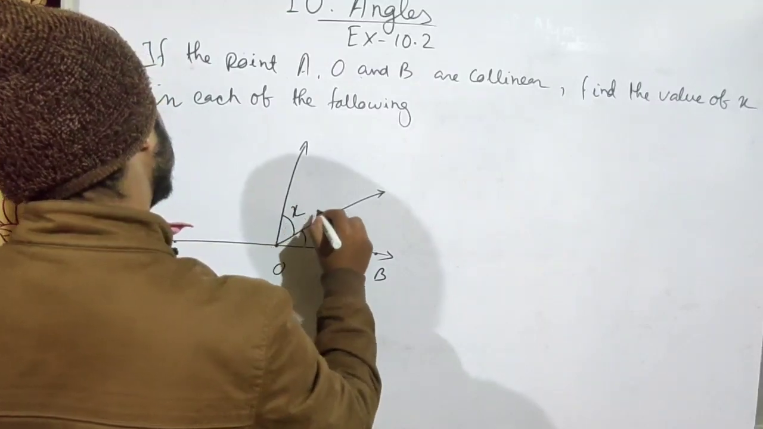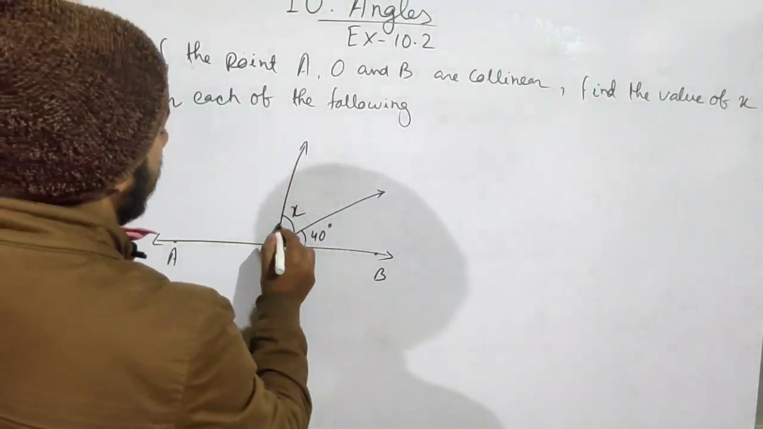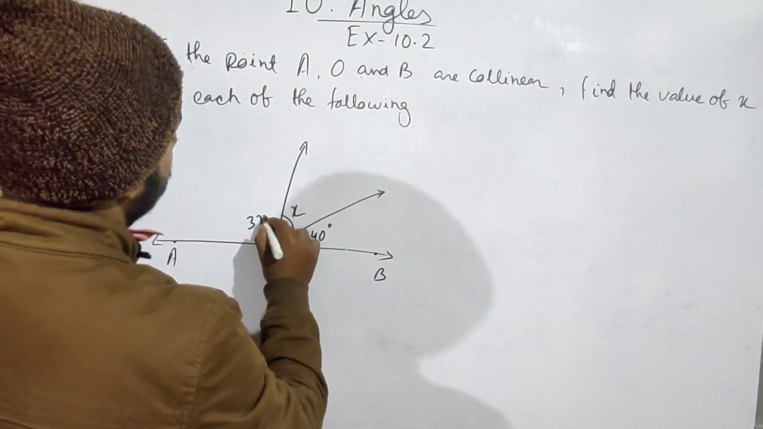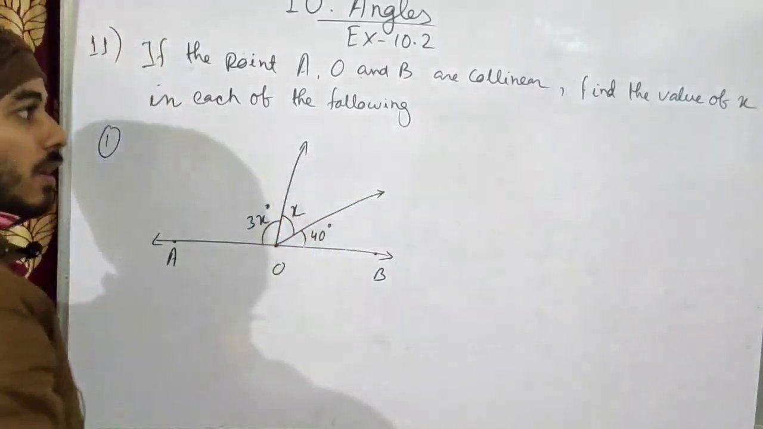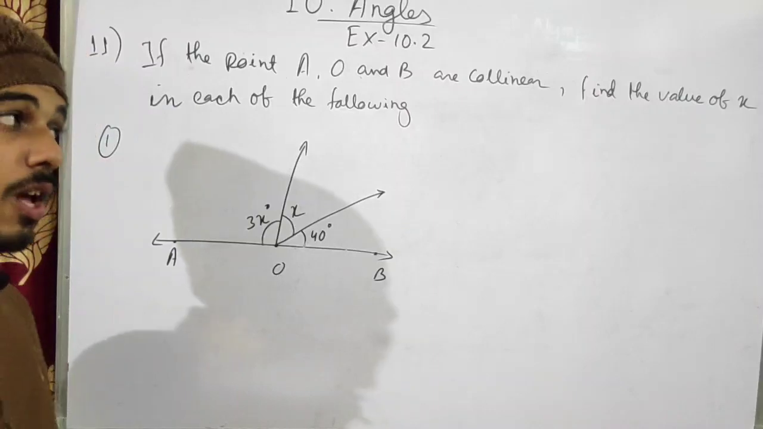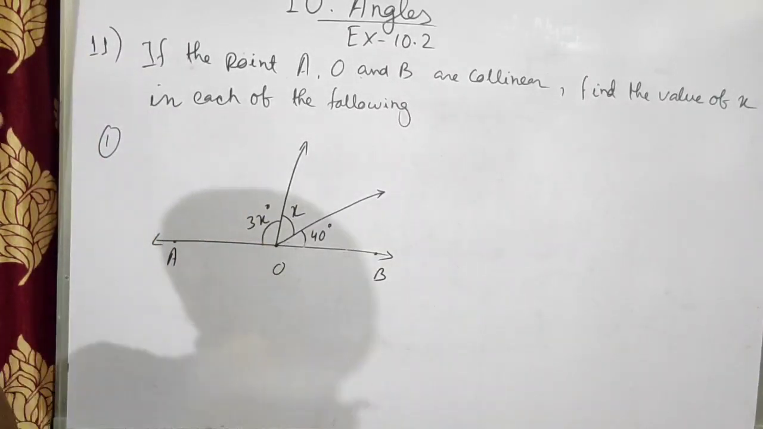Next one is x, and the next is 3x. Here we have x, isn't it? Look, here we have also x. So our main question is what? Find the value of x in each of the following. Okay, we want to find the value of x here.